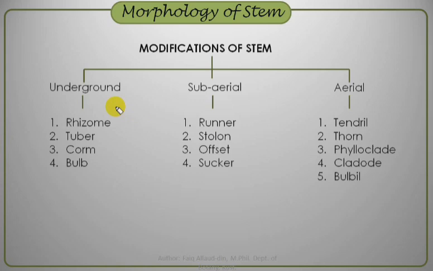To perform those specific functions, a stem must get modified into a specific shape. Now there are three forms of stem basically, and those three forms can further be modified into other forms. A stem may be underground, subaerial, or aerial. An underground stem is completely below the surface. A subaerial stem is partly above the surface, partly below the surface, while an aerial stem is completely above the surface and grows erect. Then these three forms can be modified into several types: underground into rhizome, tuber; subaerial into runner, stolon; aerial into tendril, thorn, and so on. Going to the next slide.